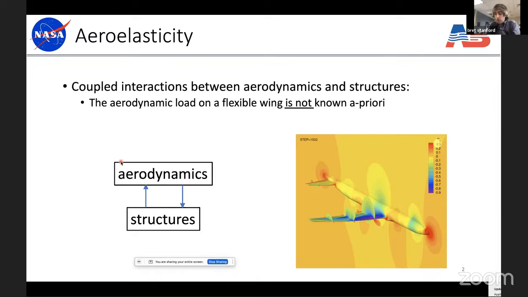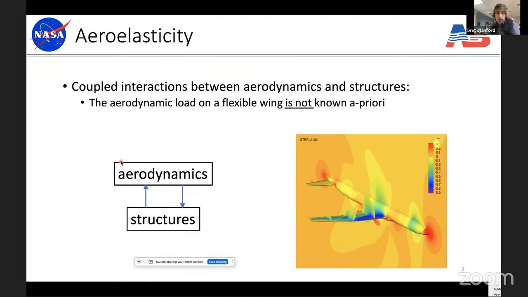A key theme of our work is aeroelasticity, and I think this is maybe not super familiar to some of the folks on the call here today. So I wanted to define this. Aeroelasticity is basically coupled interactions between aerodynamics and structures. So we have an airplane wing, which is subjected to aerodynamic loads, and it deforms in response to those loads. But when it deforms, its shape changes, and when the shape changes, the aerodynamics change, and the loads change, and so on. So we have this kind of give and take between the aero and the structure.